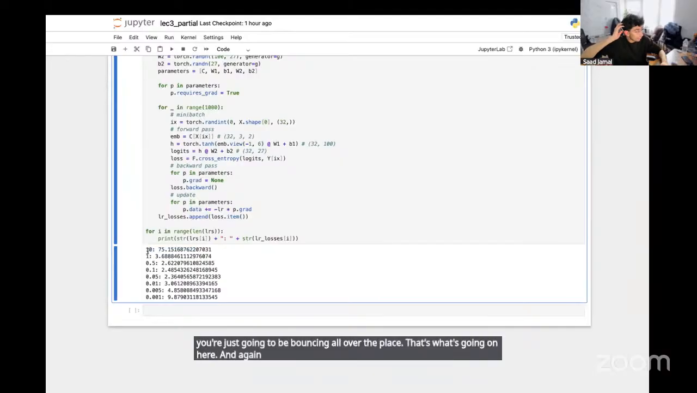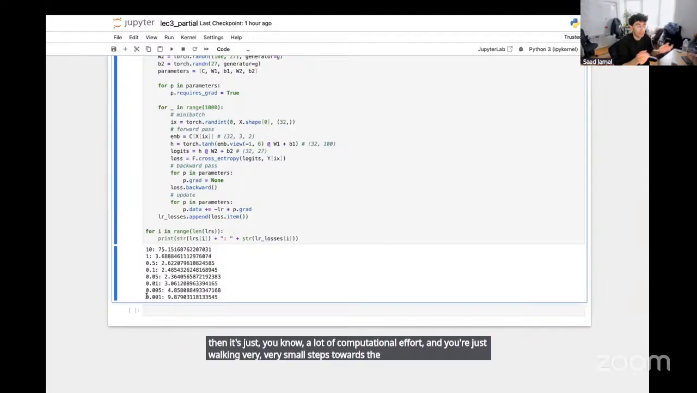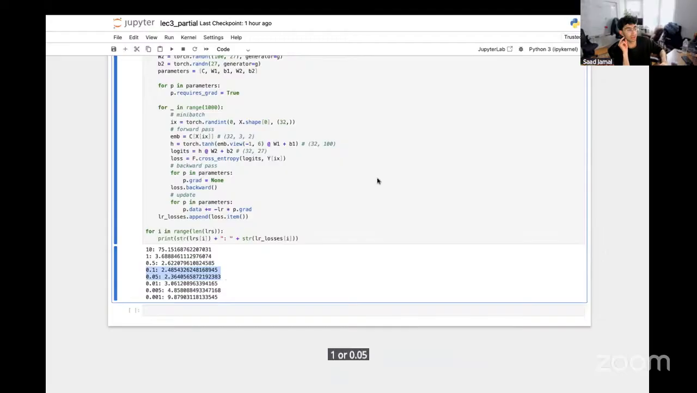And again, if we make our learning rate too small, then it's a lot of computational effort, and you're just walking very, very small steps towards the minimum, but you're going too slowly. If I wanted to get a lower loss here, I would need significantly more training steps, which again increases the amount of compute. So learning rate is a very important hyperparameter. I think a learning rate of about 0.1 or 0.05 seems to be optimal. So I'm just going to keep 0.1.